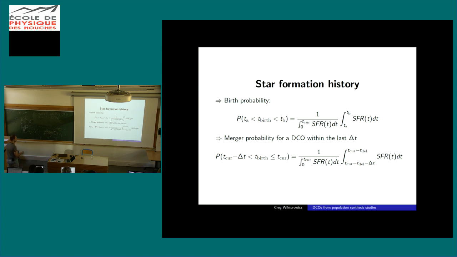We need to check what's the probability if T_del is larger than 9. If it is larger than 9, it means that here it will go below 0. So we don't want this to happen, so we want only those birth times which can give us a correct merger time.